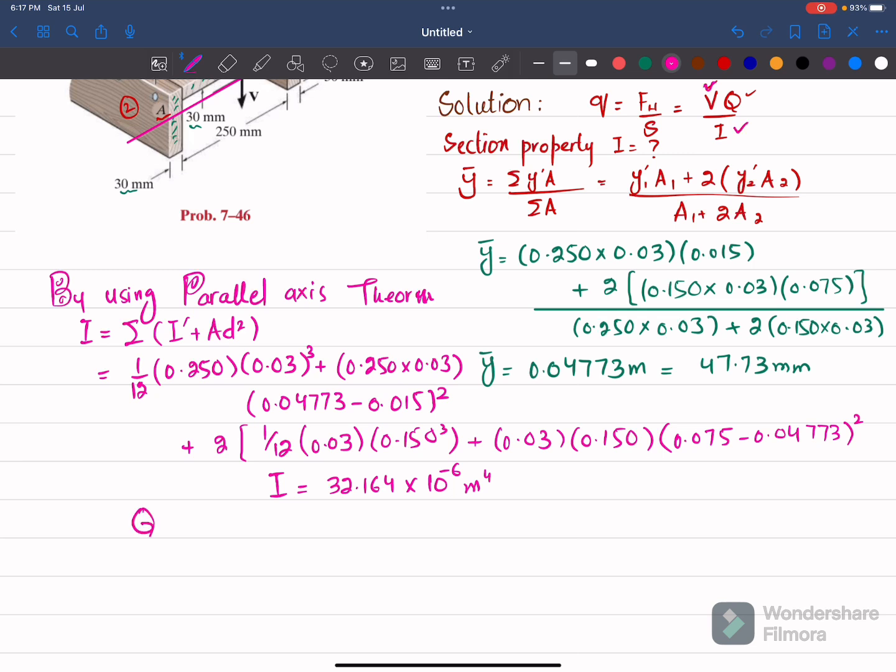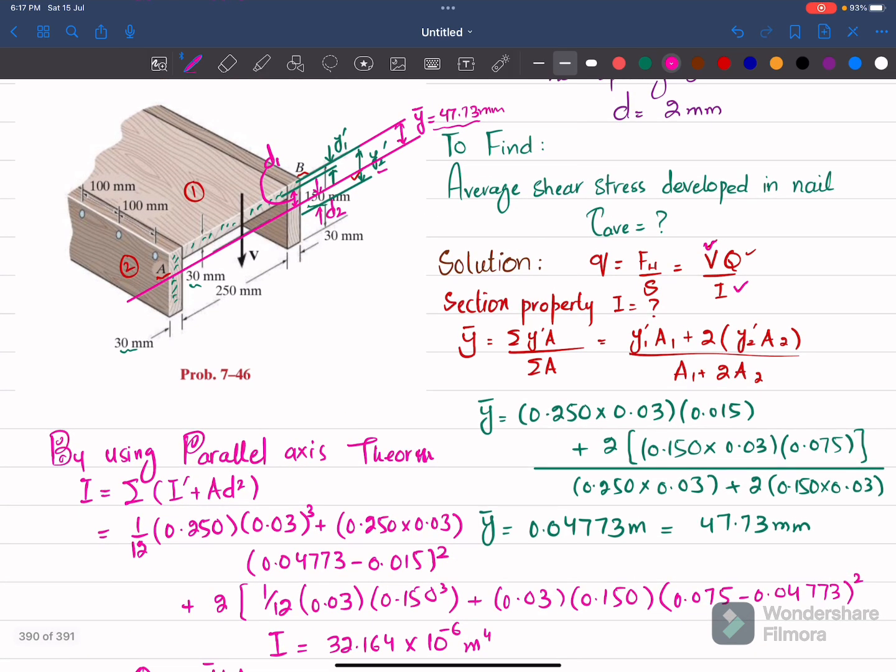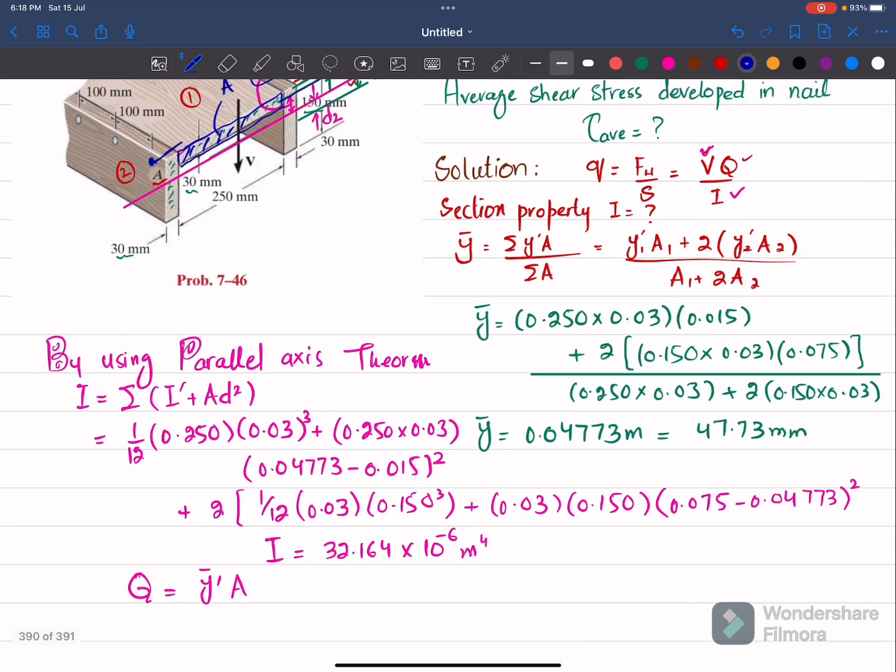So what we will find is Q. We know that Q is equal to y dash bar into A. You can see that this is the shaded portion in which we use this nail to connect with this. So this is the area A dash, and y bar is the distance from the neutral axis till the mid of this section, which is this D1, and D1 was this value.